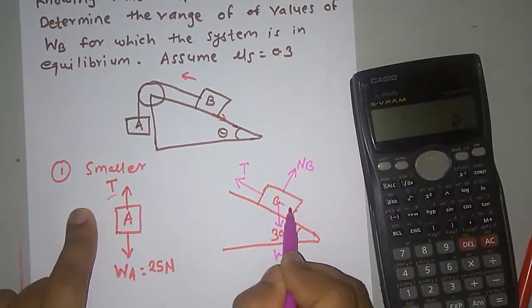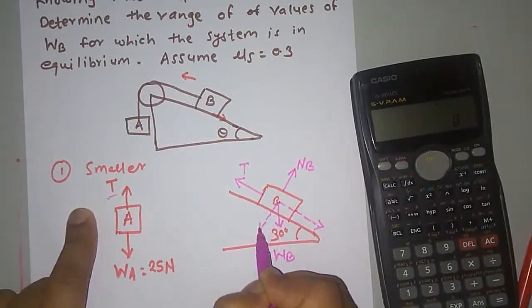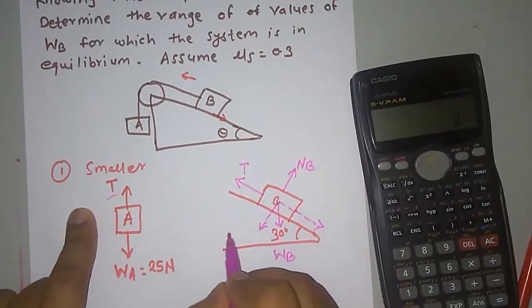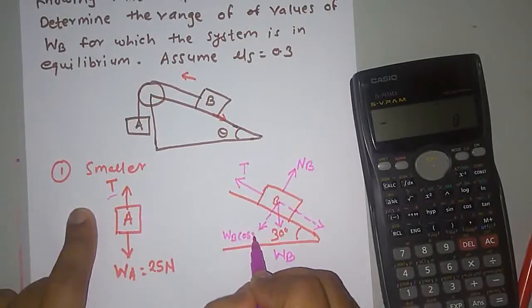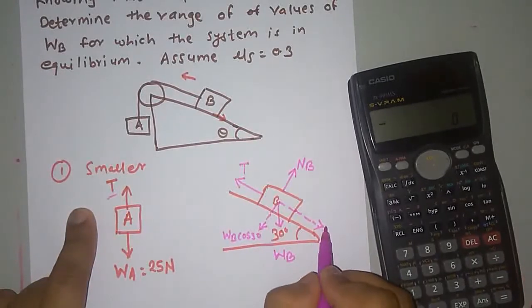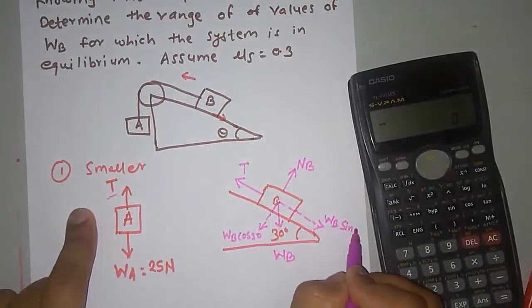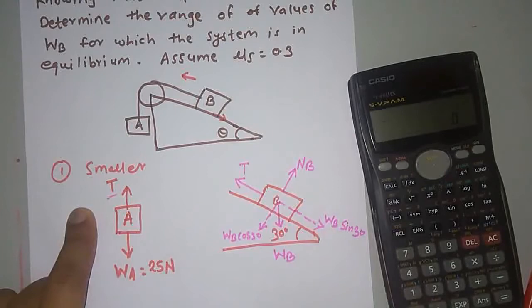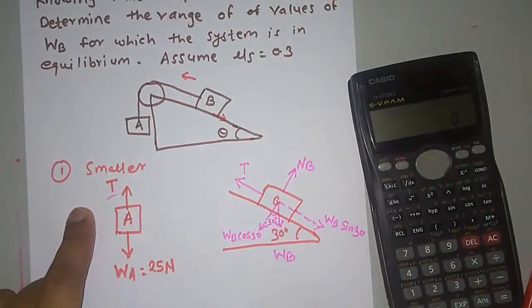Now consider this horizontal plane and resolve these forces. Resolve the weight of the block. So it will be W cos 30 here and W sin 30 here. This angle is 30.